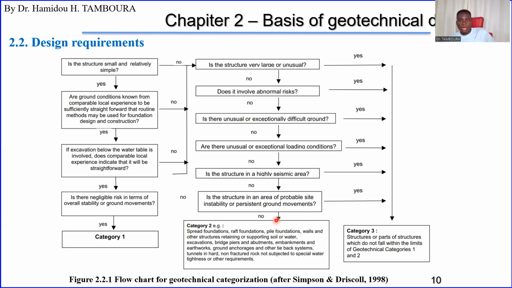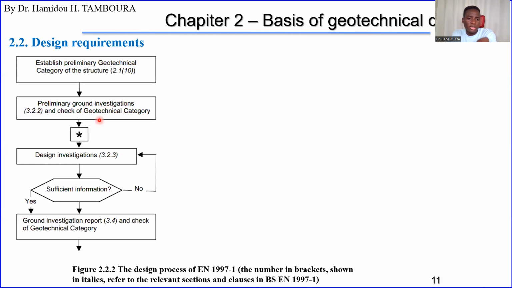So anyway, I think you know how the flow chart works. By using this flow chart in any geotechnical project, you can categorize your project, your structure. Okay. Then the design process can be done by following these steps, step by step. Okay. If you see any number in brackets here, these numbers refer to relevant sections or clauses in Eurocode, but this one is mainly British standard. Okay, but Eurocode also says it doesn't matter where you are.